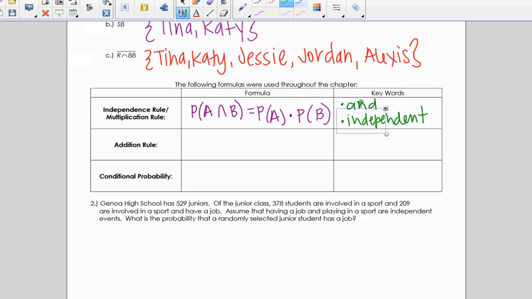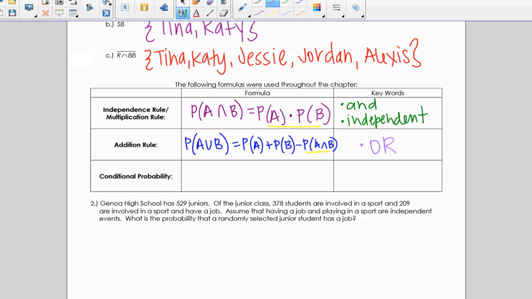The addition rule, that one was a little longer. That's the probability of A or B is the probability of A plus the probability of B minus the probability of A and B. Okay, the big word there is or. Now remember, if there was an or in the problem and it was independent, that's where you can switch this out for that, but that's only if it states clearly that they're independent.